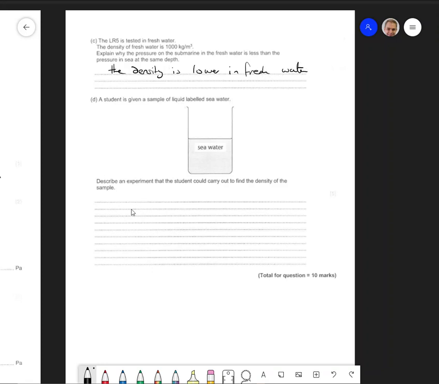Okay, so you're going to end up with a smaller number. You're not multiplying by 1,000. You're multiplying by 1028 for seawater. So there we go. It's nothing.